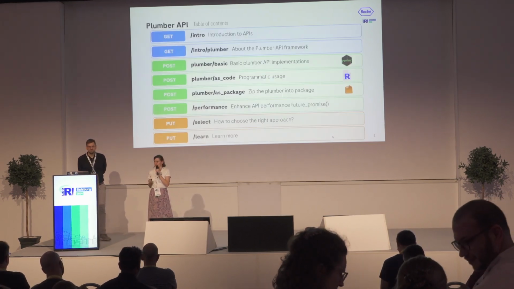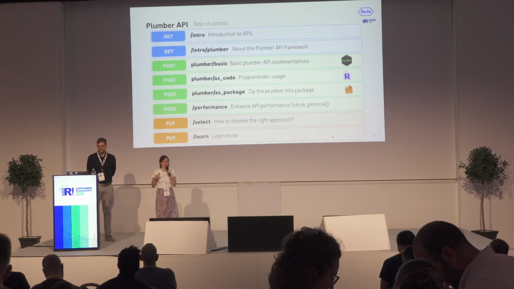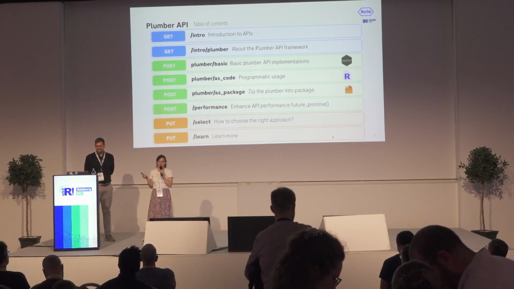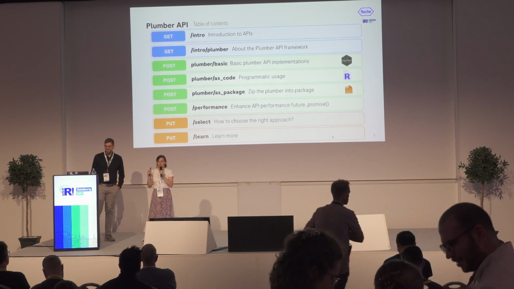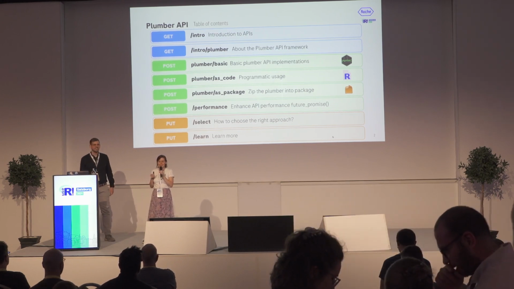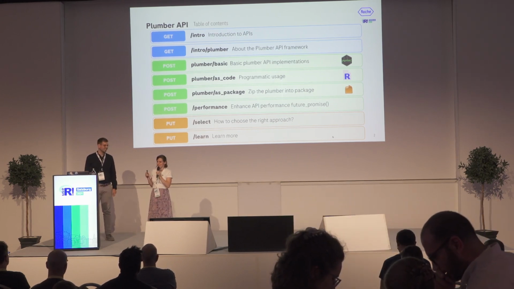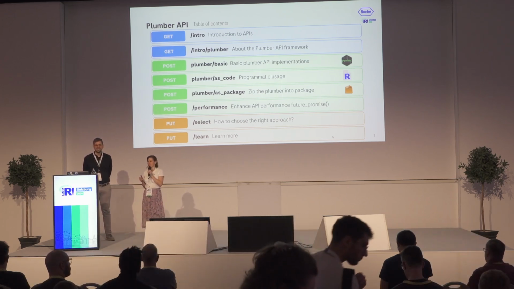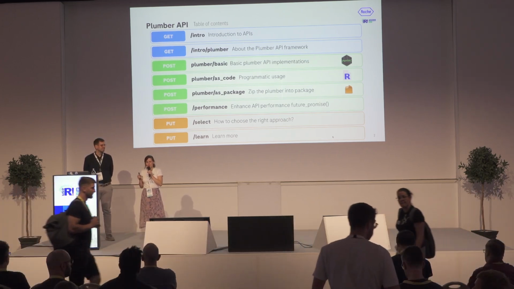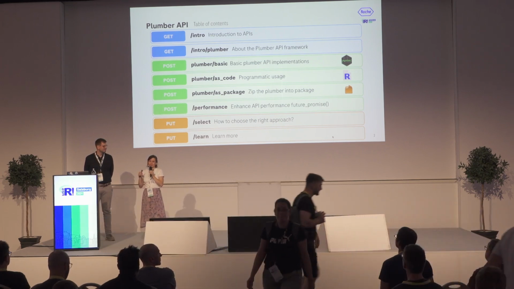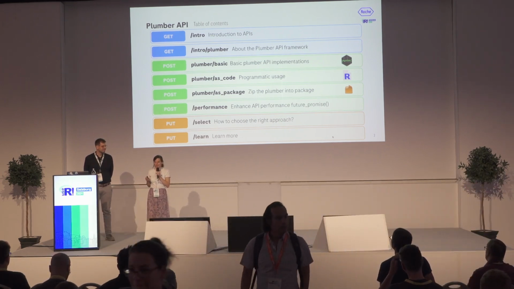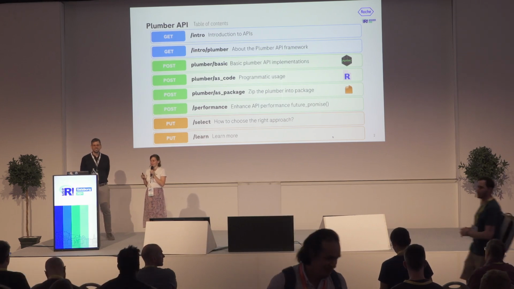So just a little bit of organization. We'll first introduce basic what API is and what Plumber is, and then we'll dive deep into how to create your basic Plumber API and then how to make it better, deep diving into the code, creating Plumber as code or Plumber as a package. A bit about the performance if we have time, and just to wrap up, which Plumber API should you use for your specific use case, if you're starting with R or you're super advanced.